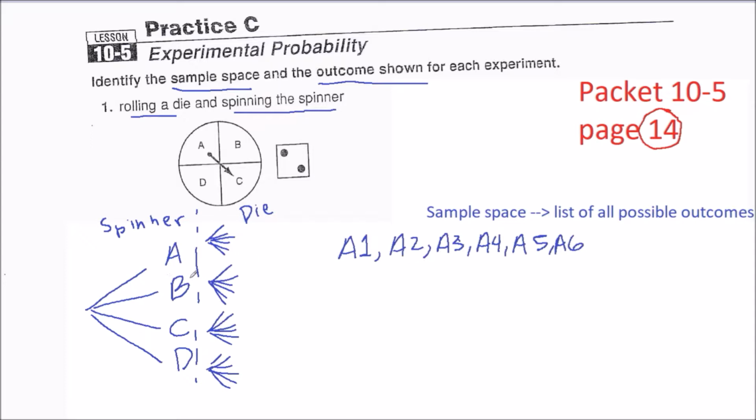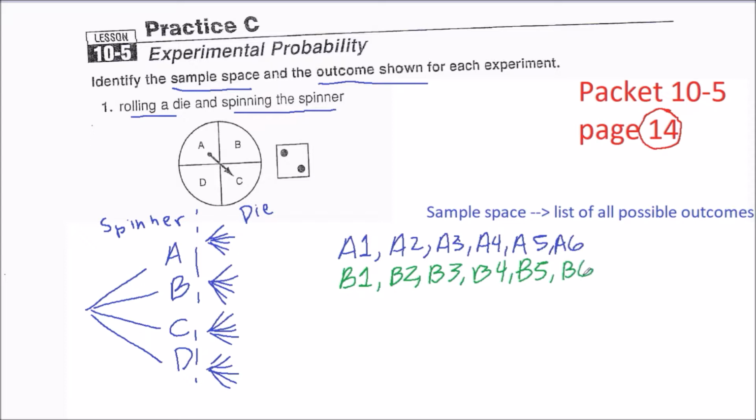But what if it wasn't A on the spinner? We'll switch colors here. What if it was B? What if we got B on the spinner? Well, we could get B and then a 1 on the die, B on the spinner and then 2 on the die, B on the spinner, then 3, B and then 4, B and then 5, B and then 6.